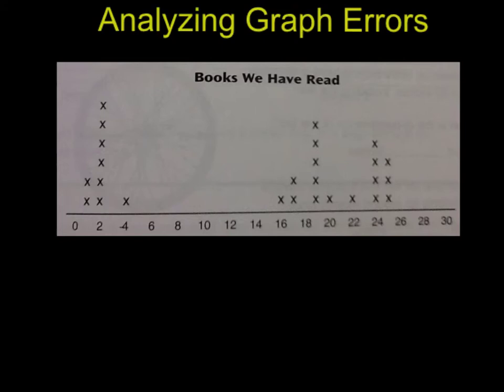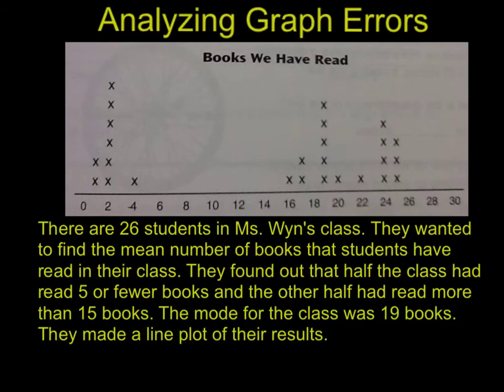Our final skill for today is being able to analyze graph errors. There are 26 students in Miss Wynn's class. They wanted to find the mean number of books that students have read in their class. They found out that half of the class had read 5 or fewer books, and the other half had read more than 15 books. The mode for the class was 19 books.